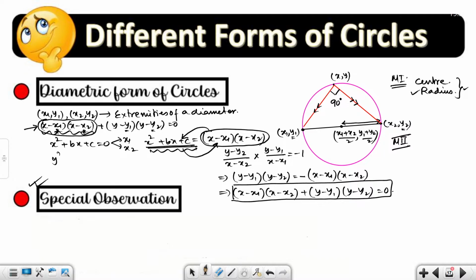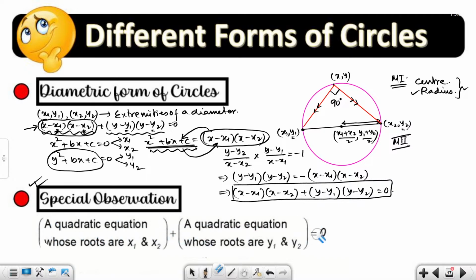Similarly, whenever an equation is given to us in y, and they have said that these two roots are y1 and y2, where y1 and y2 are the ordinates of the extremities of the diameter, then why find out y1 and y2? I will simply write this quadratic expression in its place. That's it. Getting my point? So it's a special observation you people must remember. I have written over here. Please see this one.